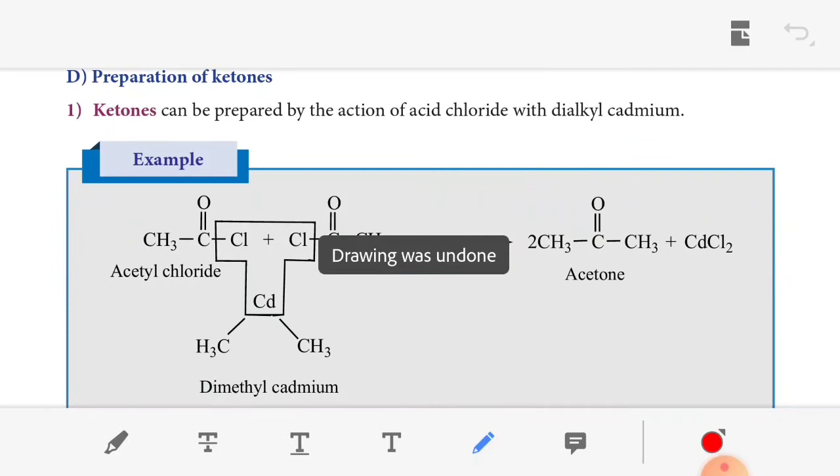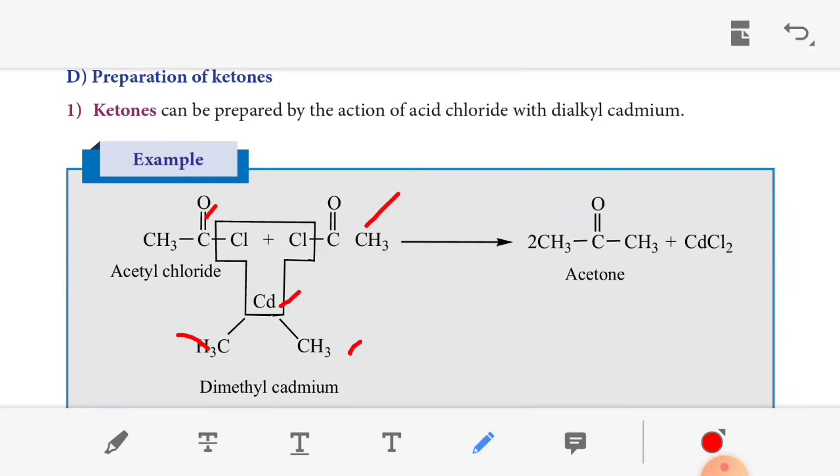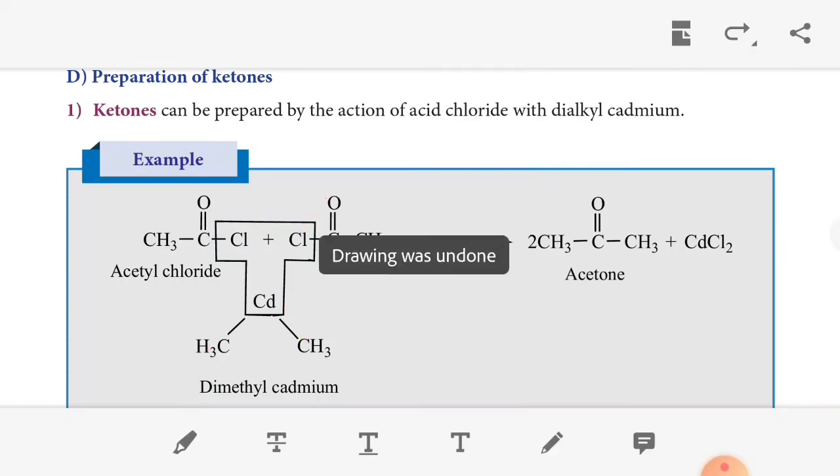So acetyl chloride CH3COCl reacts with dialkyl cadmium, and we get 2 CH3COCH3, acetone. The remaining Cd takes one Cl each, giving cadmium chloride. Okay, it's a byproduct. Cadmium chloride is a byproduct.